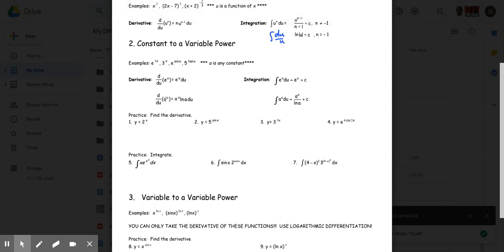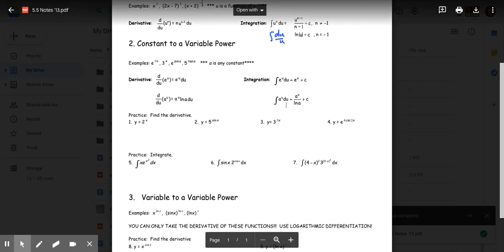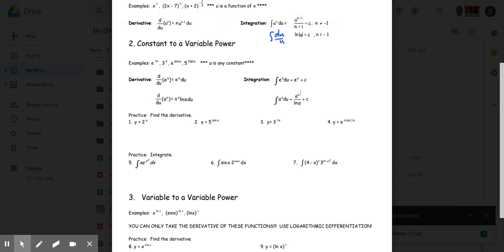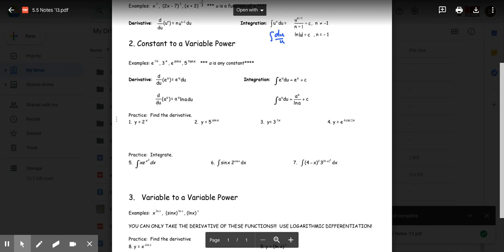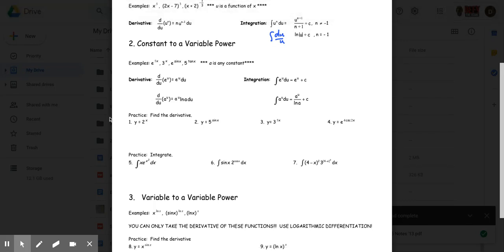What's new is if you have a to the u, a is a constant other than e. So a is any number, okay, other than e. So when you derive these, you keep it the same, you times it by the natural log of the base, and then you times it by the derivative of the exponent. When you integrate these, it becomes the same thing divided by the natural log of the base. So let's practice deriving a couple of these.